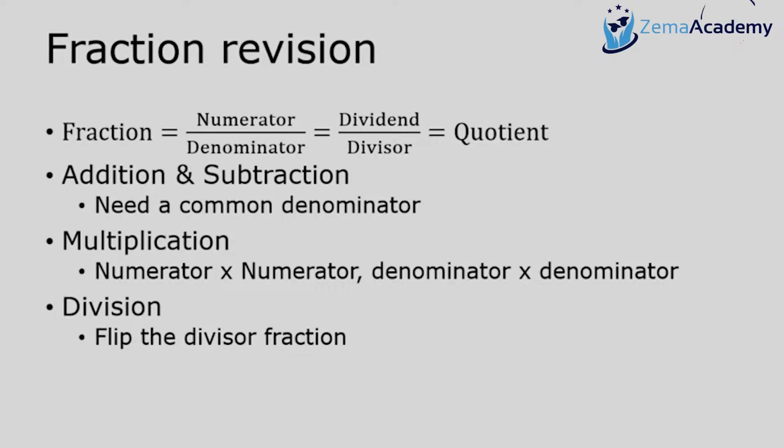Division works very similarly, but if we divide one fraction by another fraction, we flip the second fraction, that divisor fraction, the fraction we are dividing the first fraction by. We flip it, and then we do a multiplication instead. So, here are some examples of that.